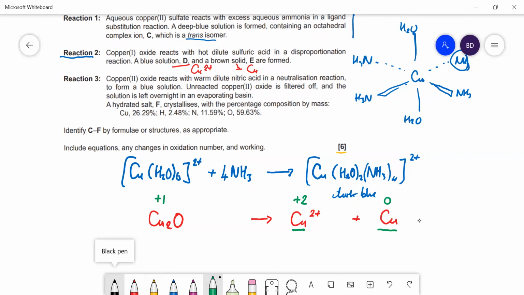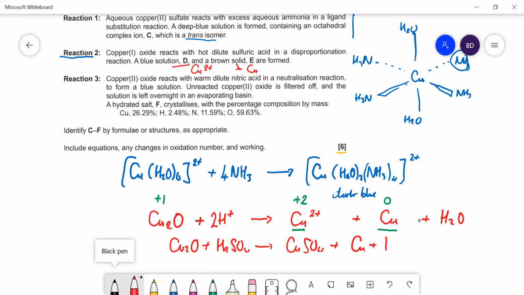You're going to react that with sulfuric acid. I think I'll put H+ ions in there. And what happens is you form water. So to balance that, I'm going to need 2H+. Now, if you want the full equation, I think you'll be absolutely fine writing that. You can just put in the spectator as the sulfate, so it'd be Cu2O plus H2SO4. That's going to give you copper 2 sulfate, copper, and water.